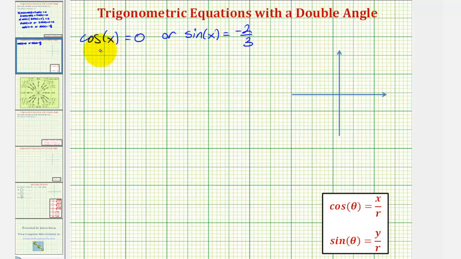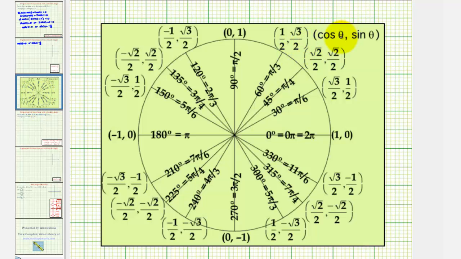Well, we should be able to recognize that cosine x equals 0 when the x coordinate is equal to 0, since cosine theta equals x over r. Or if we need to, we can look at the unit circle, where again cosine theta equals x, and notice that x is 0 at this point and this point, and therefore two solutions to our equation would be pi over 2 radians as well as 3 pi over 2 radians.